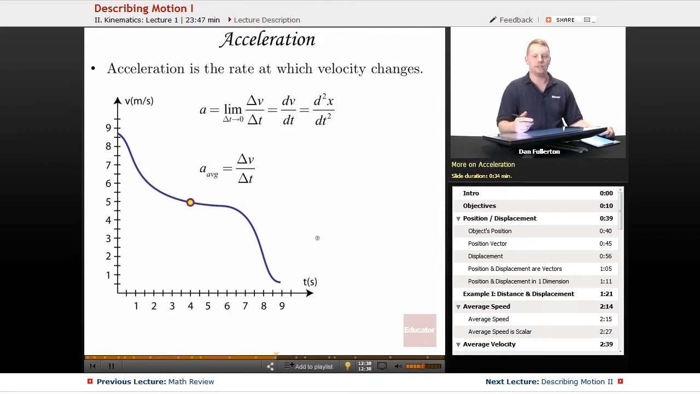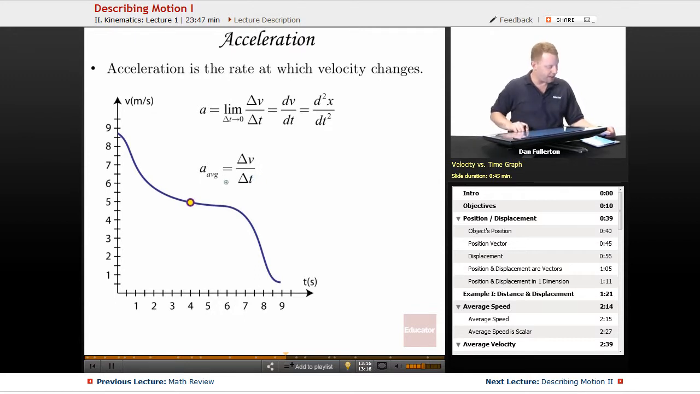Now, acceleration is the rate at which velocity changes. So acceleration is the limit as delta t goes to 0 of delta v over delta t. Like we said, we make that time interval shorter and shorter. Or it's the derivative of velocity with respect to time. And since velocity is the derivative of position, that's the second derivative of x with respect to time. Note that we write that as d squared x over dt squared. We're not really squaring anything. This is talking about the second derivative: to take the derivative of the first derivative. Or the average acceleration is delta v over delta t.